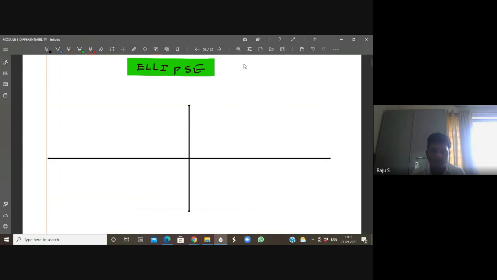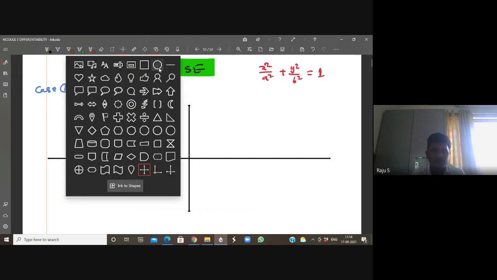First you should know the equation of the ellipse: x square by a square plus y square by b square is equal to 1. Here I am going to take case 1. There are two cases. One is a greater than b. I am going to draw the graph of that. This is nothing but the combination of two parabolas.